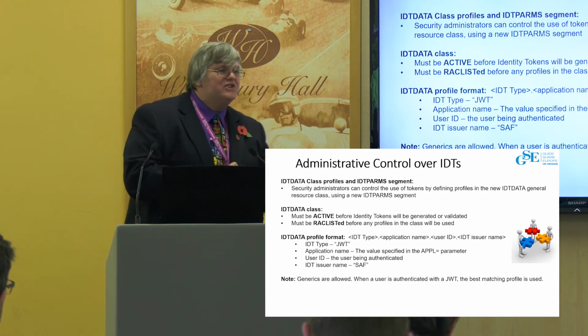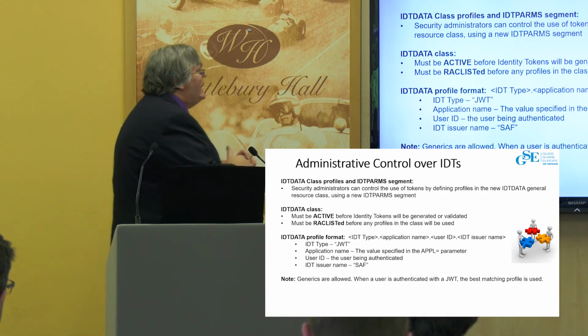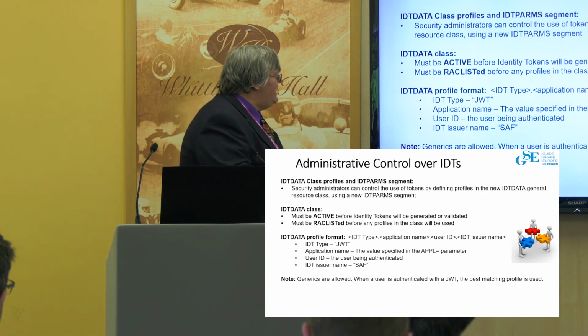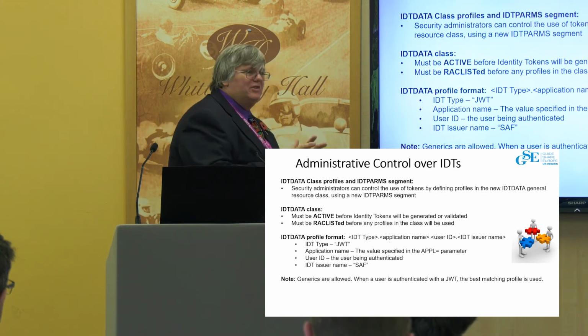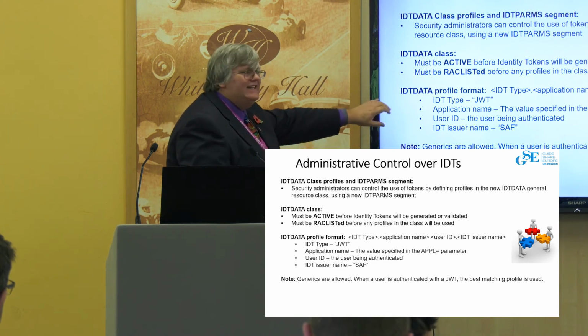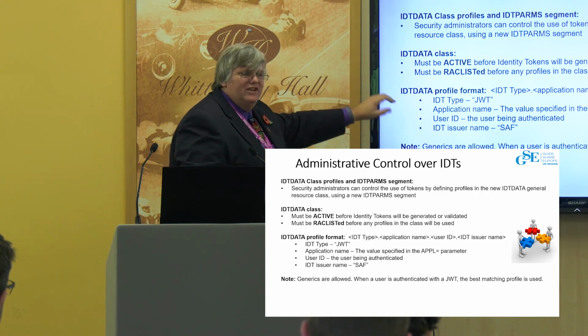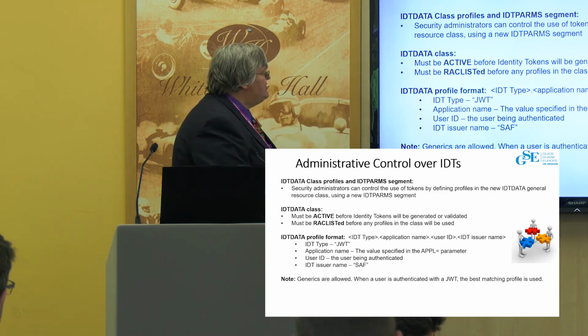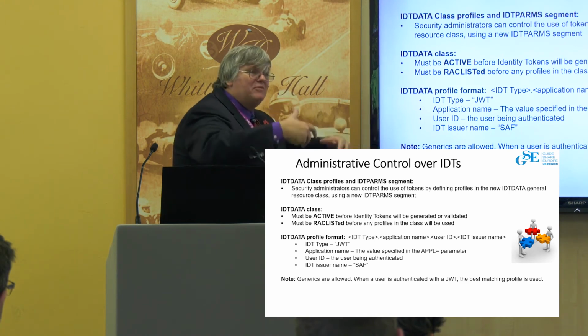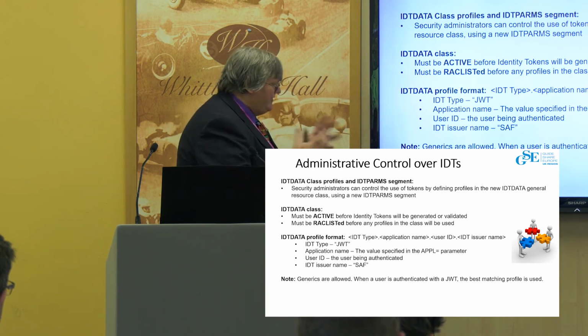All right, so there is a new class called IDTDATA and an IDTPARMS segment. A couple of things: the class has to be active, and the class has to be RACLISTed. The format of that profile is the IDT type, JWT for JSON web token. You can envision that at some point in the future we might have some other ones there. Then .application name, .user ID, .IDT issuer name. IDT issuer name, as I said earlier, is SAF. Application name is the APPL= value you want this to be valid for.